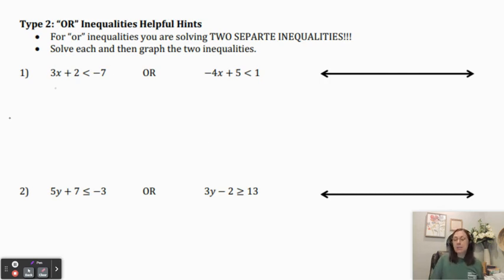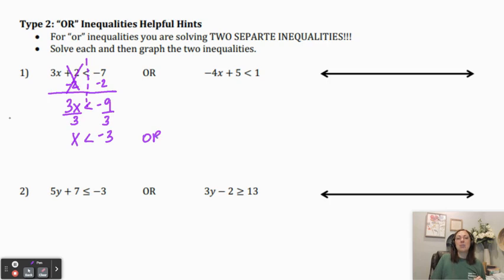So if we look at number 1, we're going to solve 3x plus 2 is less than negative 7. So I just have to draw one imaginary line there. And we're going to do the opposite of the adding 2. So we're going to subtract 2 from both sides of that imaginary line. That leaves me with 3x is less than negative 9. Then we're dividing by 3 so that x is less than negative 3.